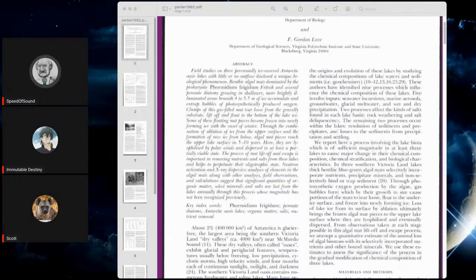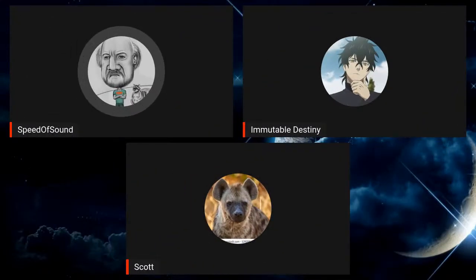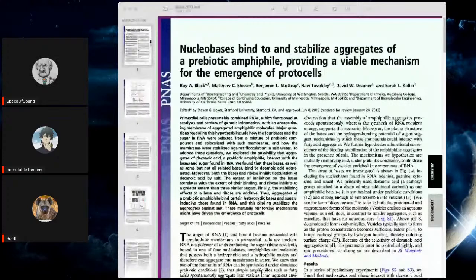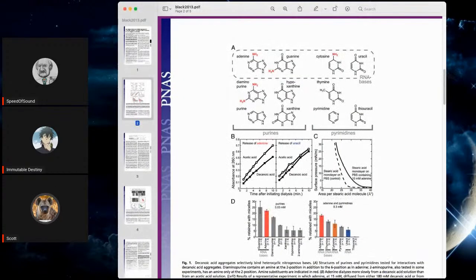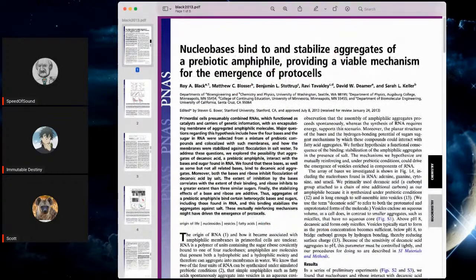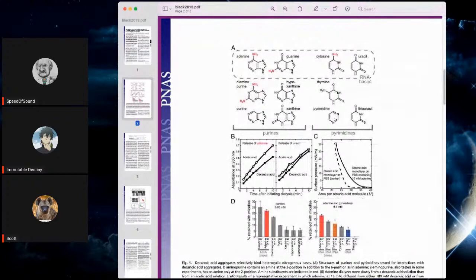Some interesting stuff in the middle of this paper was the talk about stabilizing these protocells. One of the papers is Black 2013: Nucleobases bind to and stabilize aggregates of prebiotic amphiphile, providing a viable mechanism for the emergence of protocells. Co-authored by David Deamer, and a bunch of other people. It was a collaborative project.